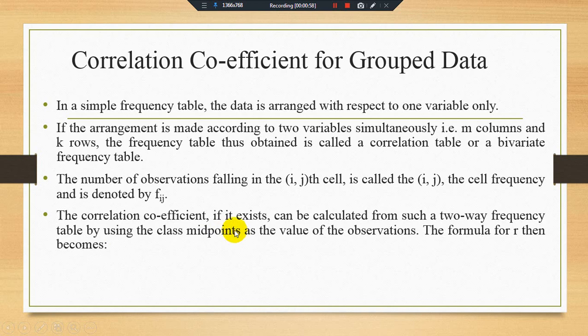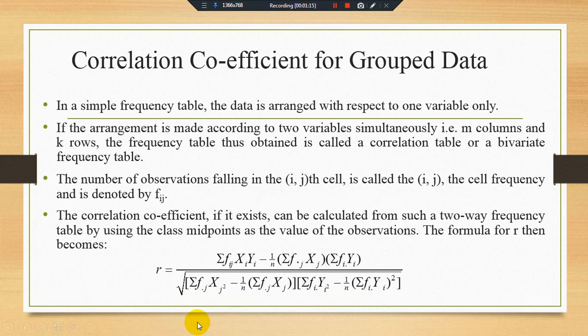And the correlation coefficient, if it exists, keep in mind, can be calculated from such a two-way frequency table by using the class midpoints as the values of observation. The formula for the correlation becomes totally different from the simple correlation that we have.